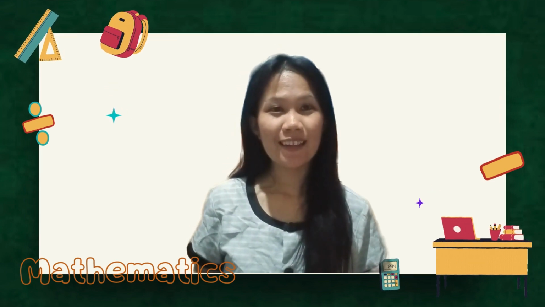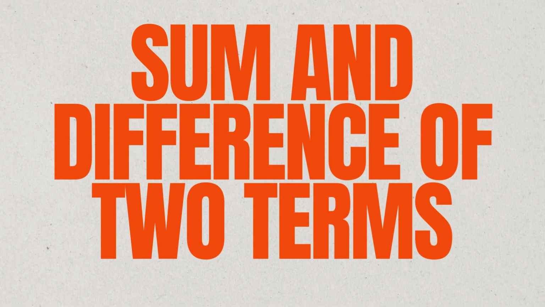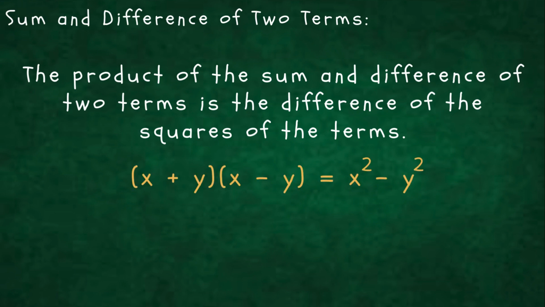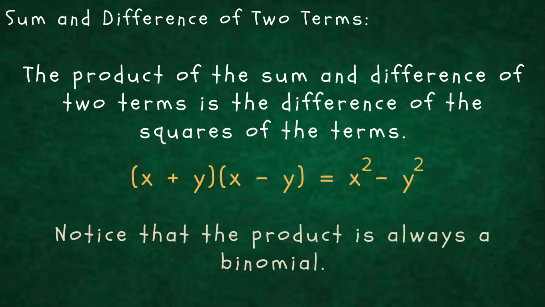Let us now find the special product for the sum and difference of two terms. The product of the sum and difference of two terms is the difference of the squares of the terms. In symbols, (x + y)(x − y) is equal to x squared minus y squared. Notice that the product is always a binomial.